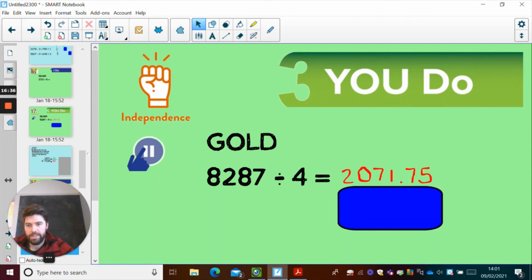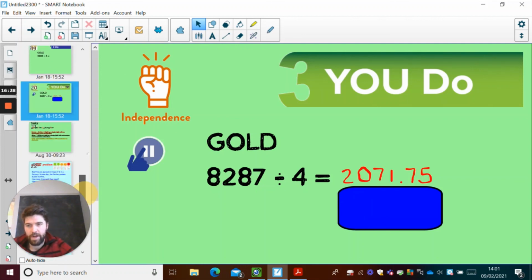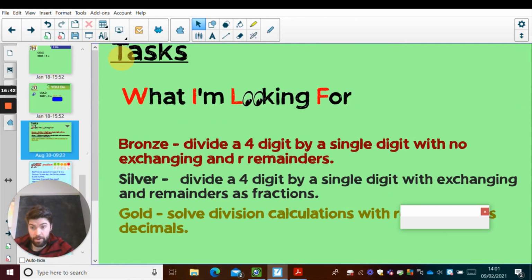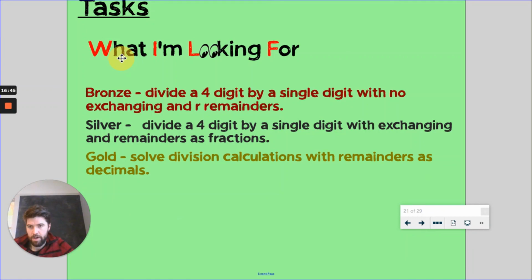On to the task now then. So head over to Files, grab your sheet for today, your code breaking sheet, whether it's silver or gold, or you may even have a chance to have a go at both. And I'll see you back here tomorrow for our next division lesson.